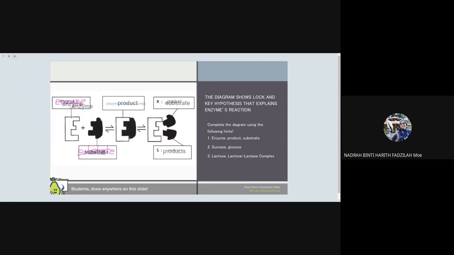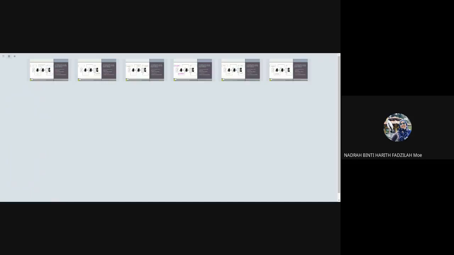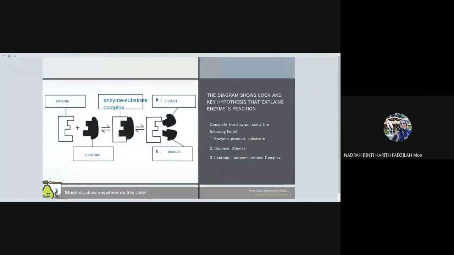Okey. So, yang tengah-tengah tu kena jaga-jaga ya anak-anak. Yang tengah-tengah tu kita kena jaga-jaga. Kita kena nyatakan dia sebagai enzyme substrate complex. Yes, produk ada dua. R tu produk, S tu pun produk. Very good. Thank you so much for your submission.